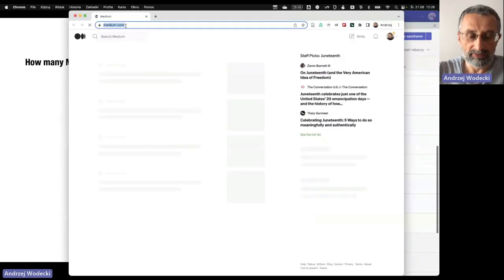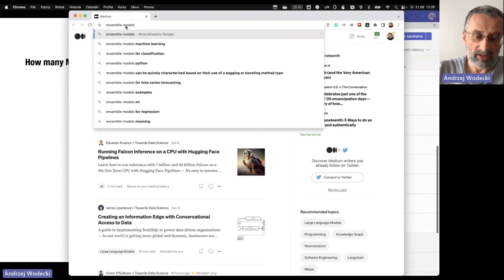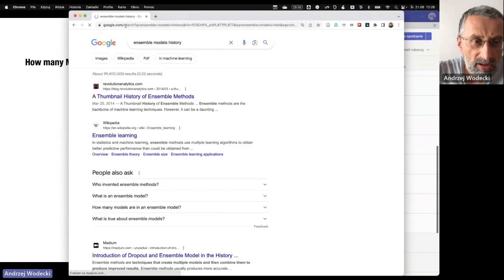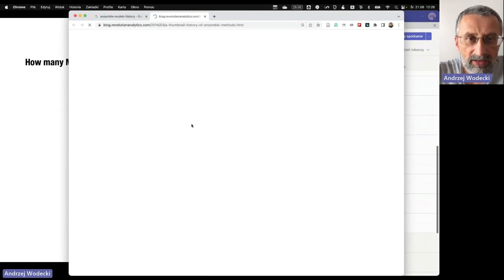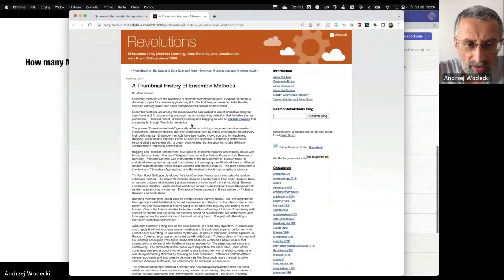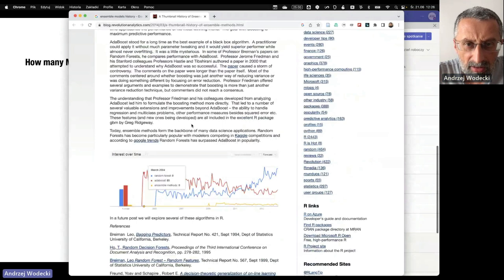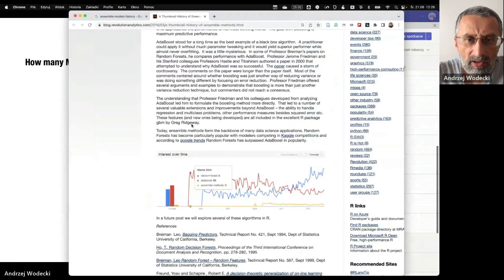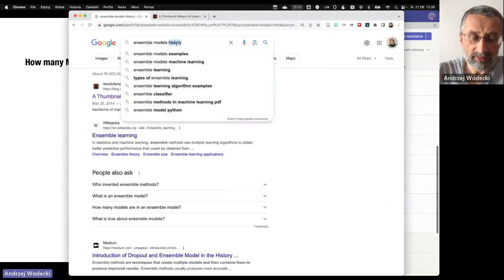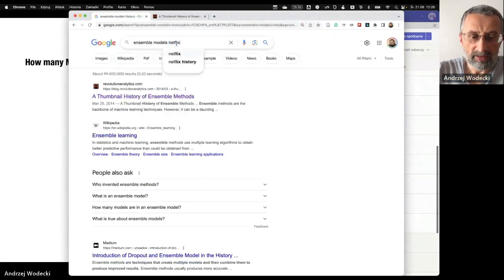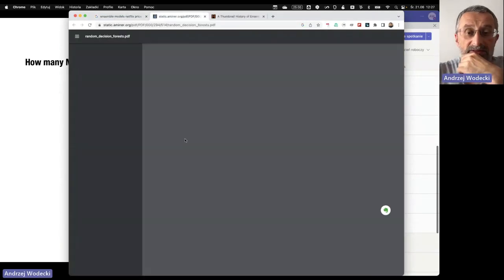Let's ask Google for ensemble models history. That was probably the case of a competition by... Nope. That was the competition on Netflix. Netflix Prize. Yep, this is this example.